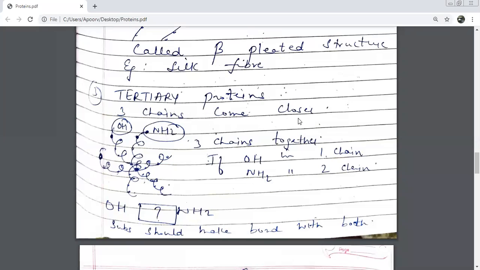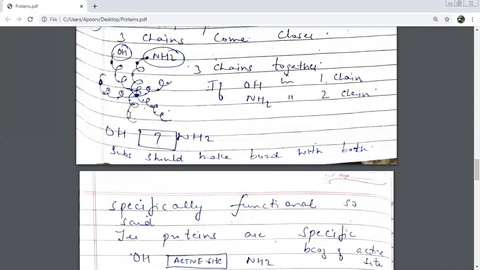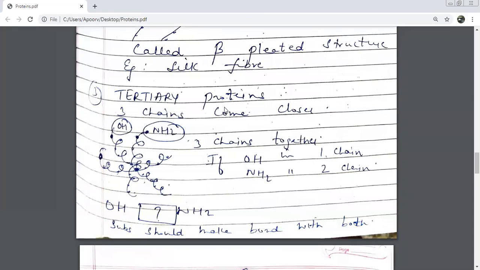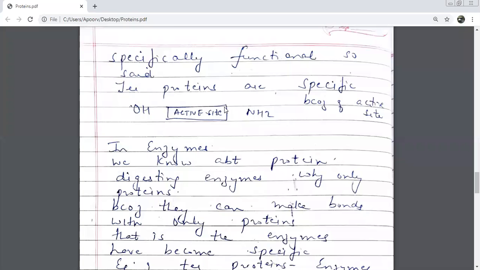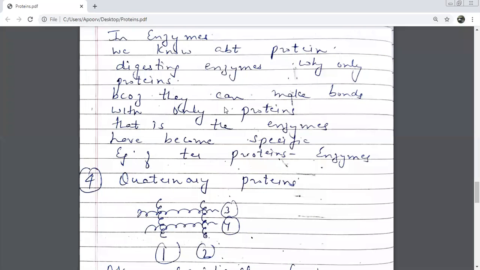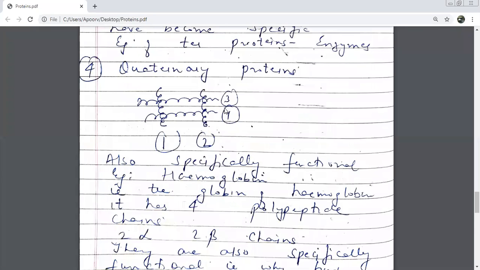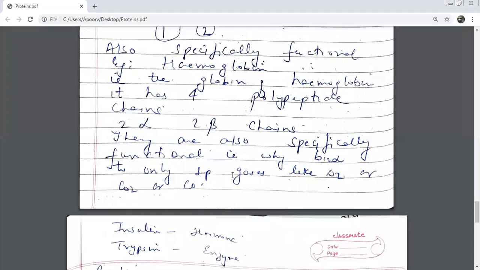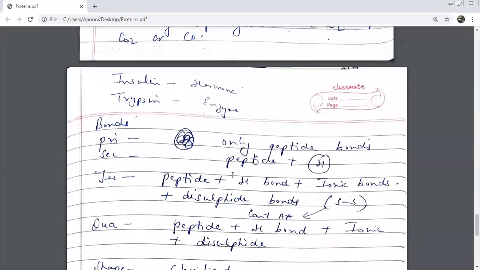With your tertiary proteins, you have three chains together. The most important thing about tertiary and quaternary proteins is that they are very specific in their action. We call them specifically functional. That is why a tertiary protein is also called a specific protein. What is the best example of tertiary proteins? Enzymes, because they are very specific in their function. Quaternary proteins: how many chains were there? Four chains. We have already discussed the example of quaternary proteins: globin of hemoglobin, which had 2 alpha and 2 beta chains.